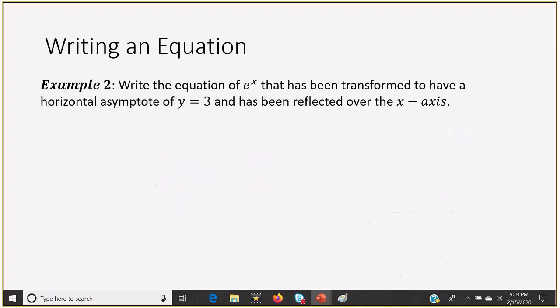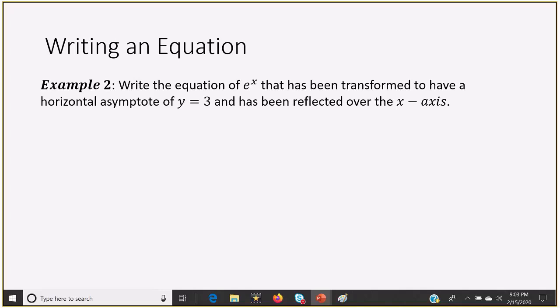Now, I could be given a graph, or I could have a graph described to me, and I might have to go back and write the actual equation. So in this case, I'm not actually going to do the graph. Instead, I'm going to describe what's happening in the graph. But really, that's only one step removed if you had a graph in front of you. In this case, we are told we have an equation of e to the x. I don't think we've seen e to the x before. It doesn't matter. It's an exponential.